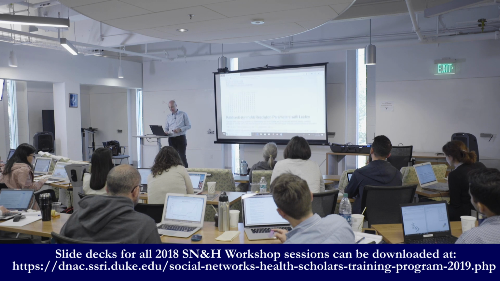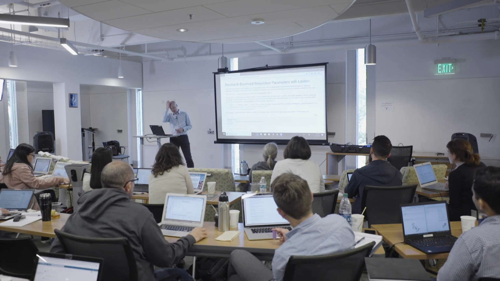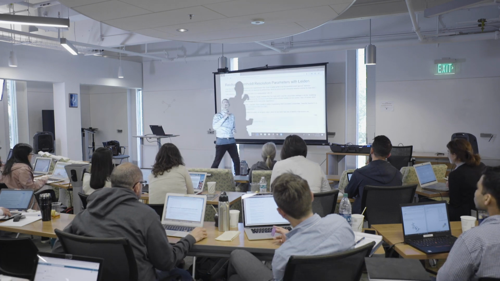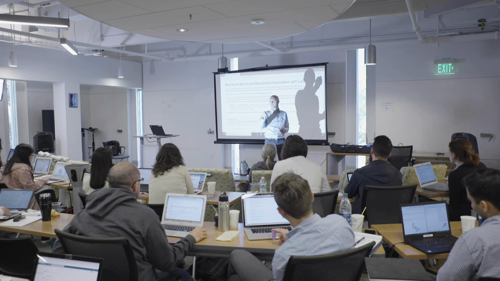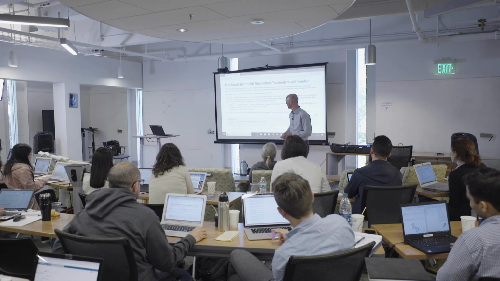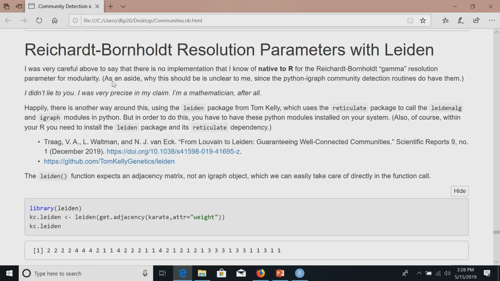And then finally, the last victory that will definitely not run on your computer currently. But if this is something you care about, then I highly encourage you to go look at this. Those gammas, which are due to Reichardt and Bornholdt, so that's why I'm labeling them here. I didn't lie to you. There is no way that I know of native to R to do this. I'm a mathematician. I'm very precise when I say things like this, right?